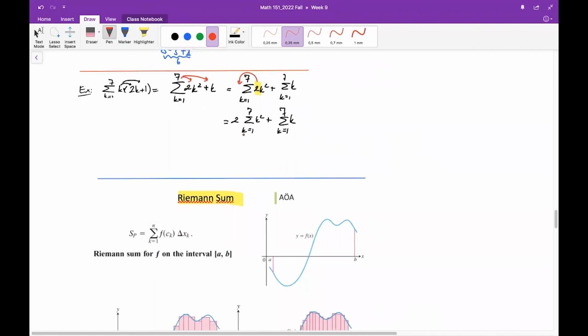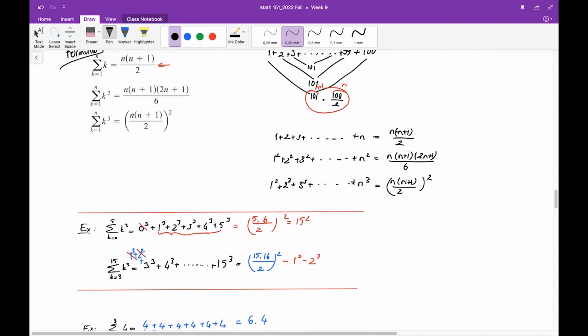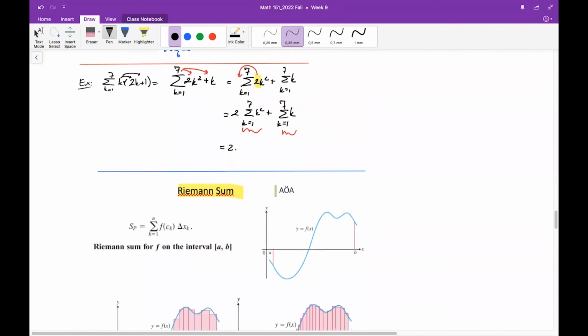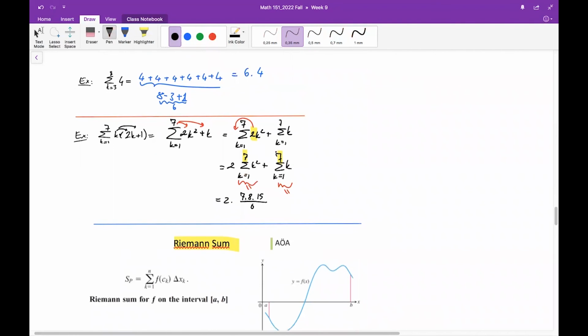Now it is time to use the formulas for the sum of squares and the sum of the integers, right? Okay, so the sum of squares formula goes like, you remember it from here: n times (n plus 1) times (2n plus 1) over 6. n is 7 here. This is the sum of squares formula, and the sum of integers is n times (n plus 1) over 2, right? So n is 7: 7 times (7 plus 1) over 2, like this.